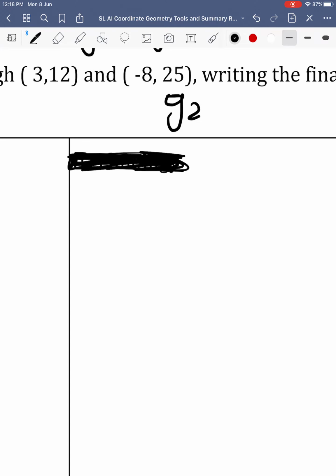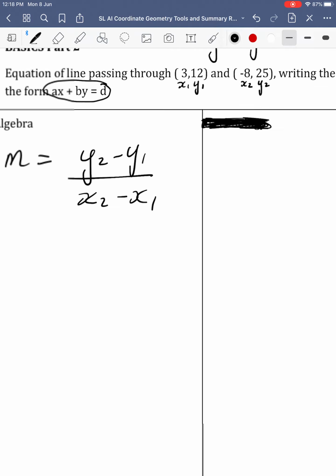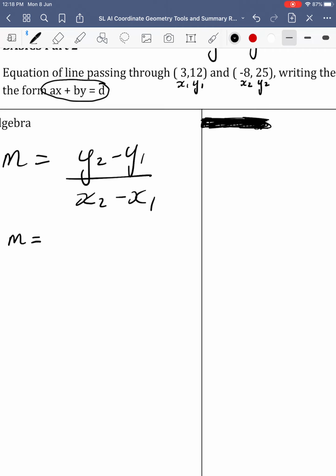Just zoom in a little bit there. Let me just get my eraser out. I'm going to call this y2, and this will be x2. This will be x1 and y1. Okay, so I'm going to do it that way around. So let's just substitute the numbers in the right place. m equals y2 minus y1 over x2 minus x1. So this will lead me to 13 over negative 11, but I'm just going to call it negative 13 over 11, negative 13 elevenths.